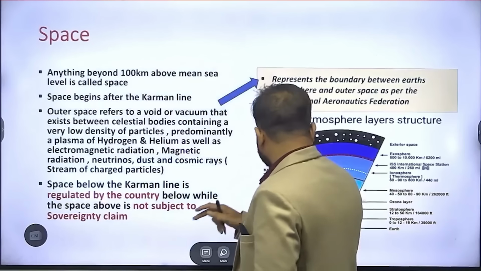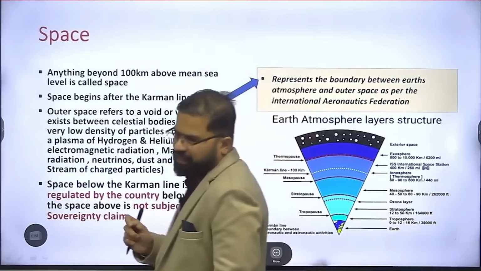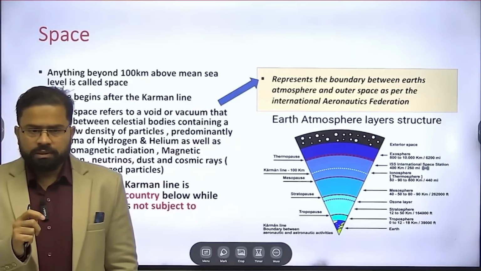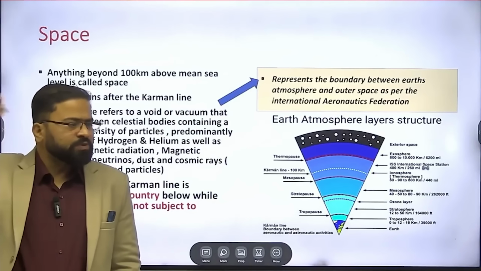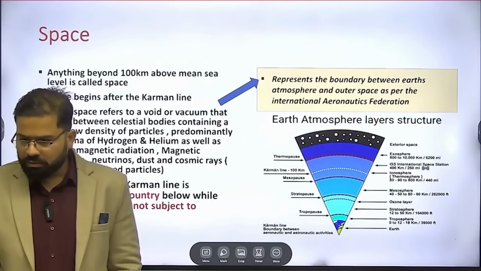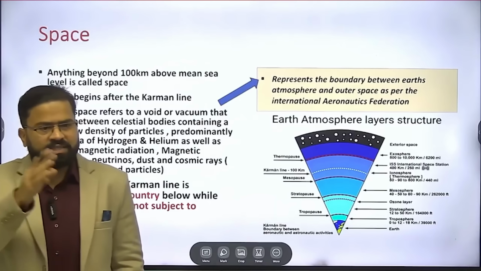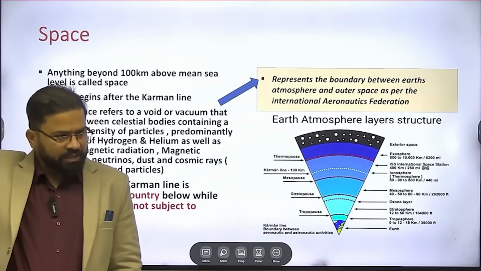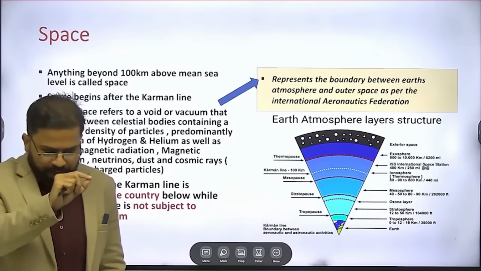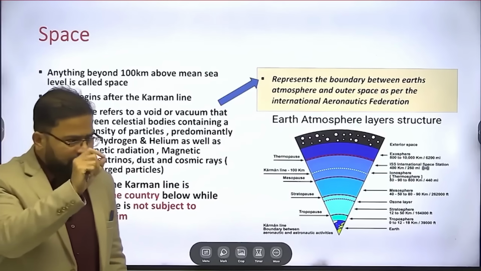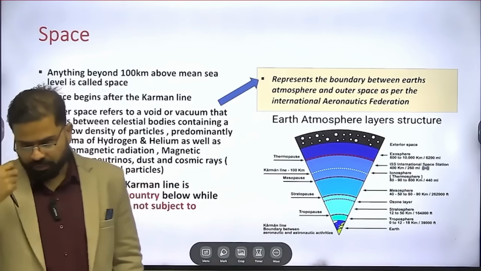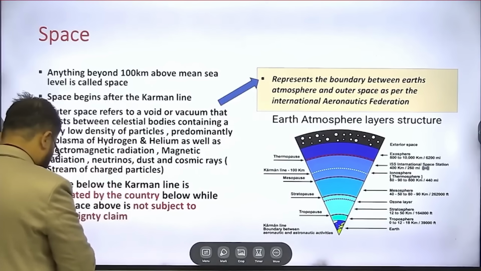Now, before we start space, how to demarcate? That means what? Space begins with what? There should be a particular demarcation line. This is the particular line after which a space should begin. That particular imaginary line that demarcates a space is called what? Karman line.